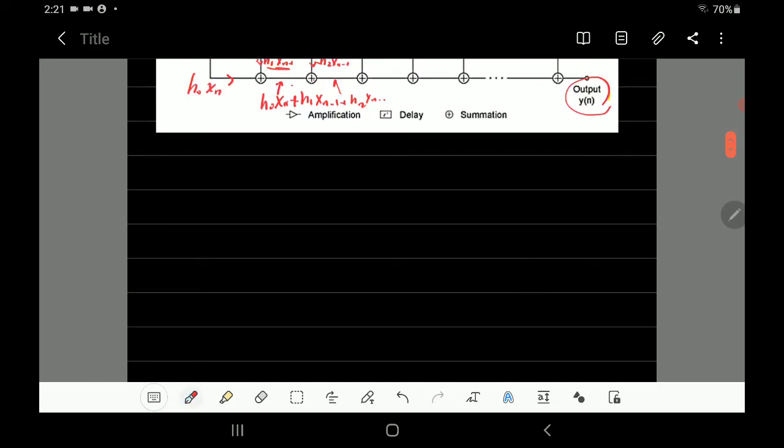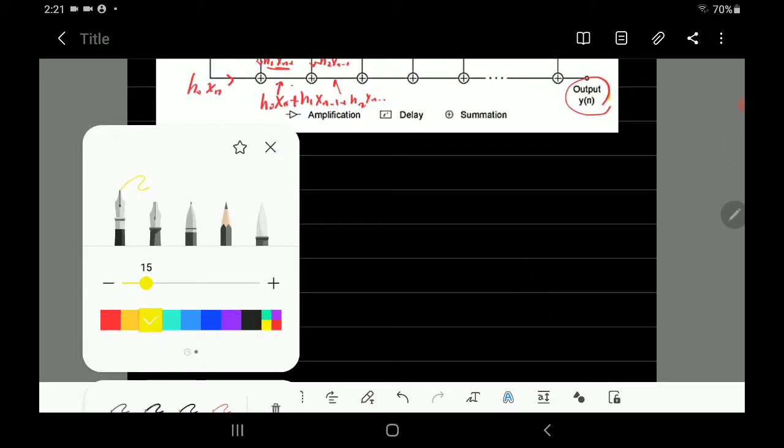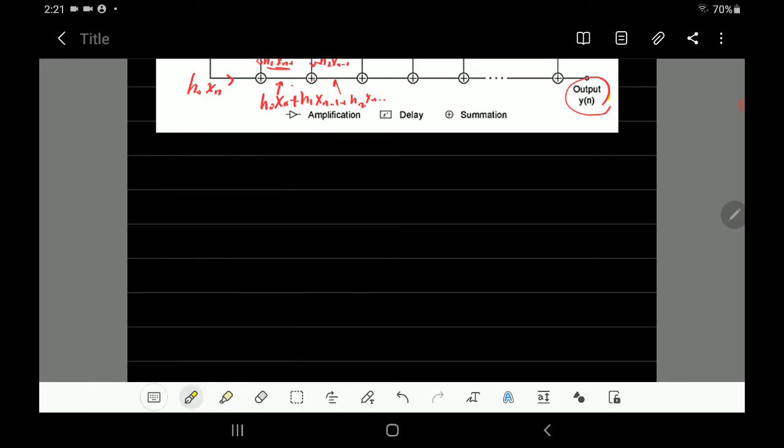So how do we write the output here? Let's just write what we did in this block diagram for the FIR filter. y of n will be equal to the first element h naught x of n. I'm sorry, that should be written as a small letter, x of n.